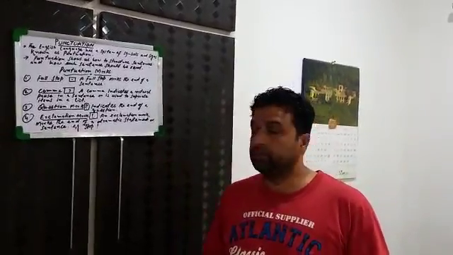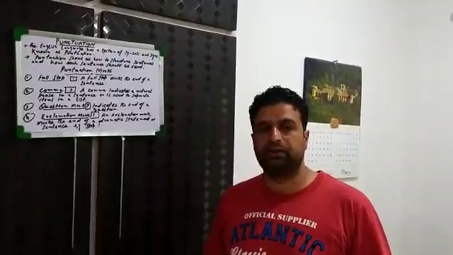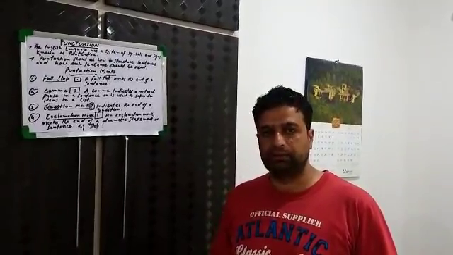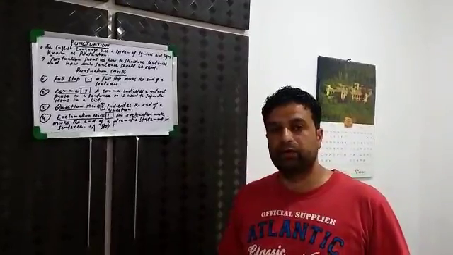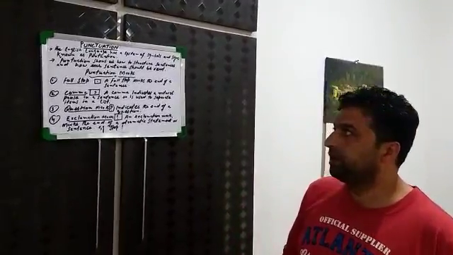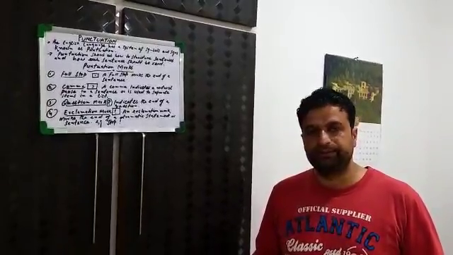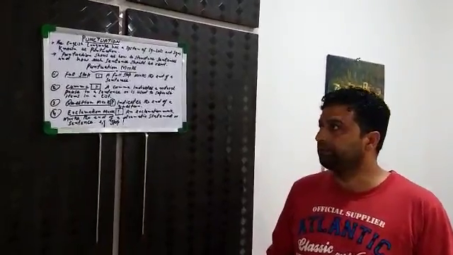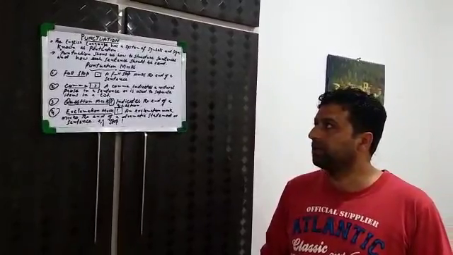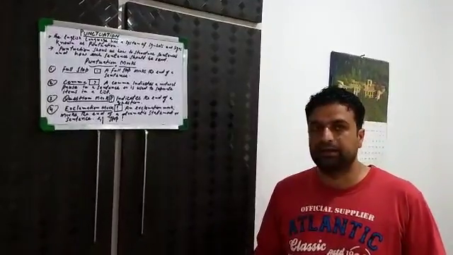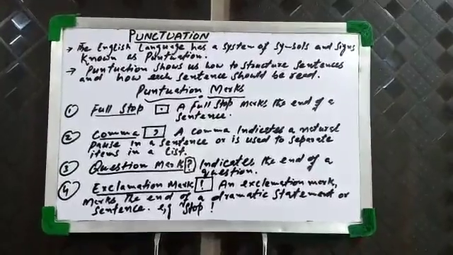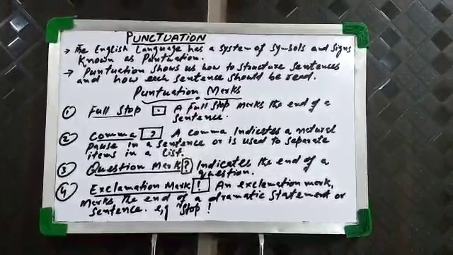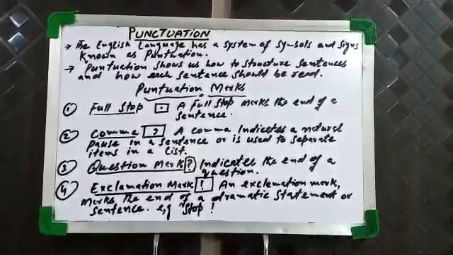Today we are going to learn about punctuation, and this is for all the students from class 6 to 10th. Let's know about punctuation. What is punctuation? The English language has a system of symbols and signs known as punctuation. So why do we need punctuation? Punctuation shows us how to structure the sentences and how each sentence should be read. Let's discuss each punctuation mark one by one.